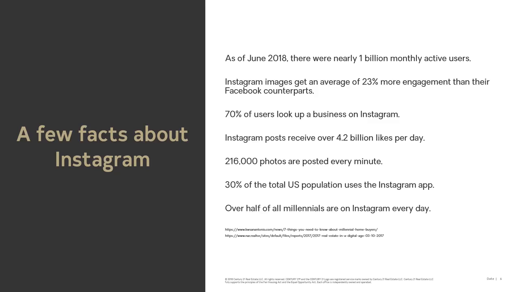Let's look at a couple of facts about Instagram. First things first, as of June 2018, there were nearly 1 billion monthly active users on this platform, just to put things in perspective of how popular this app is. 70% of users first look a business up on Instagram. This means that one of the first things people do when they learn of a new product or service is to look the company up on Instagram. I know I am guilty as charged. I will absolutely go into a store, and if I see a product that is interesting to me that I might want to try, I will go and look up their account or their profile on Instagram.